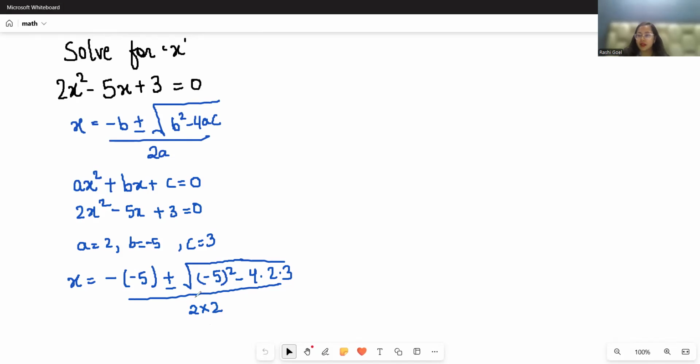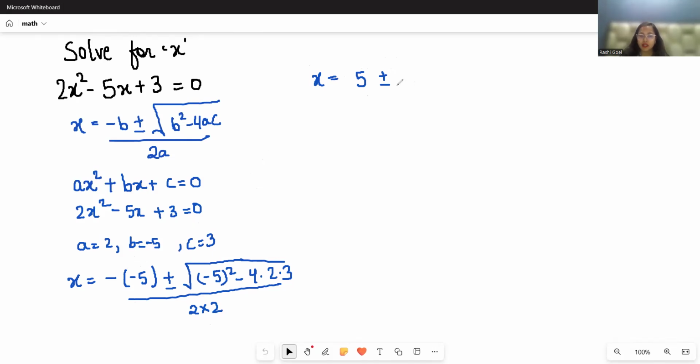I hope this step clears up how to put in the values with the signs carefully. x = minus of minus 5 is plus 5, ±. If you skip this minus 5, you'll reach minus 5 here; it will not become plus 5. So you have to put the sign in very carefully.